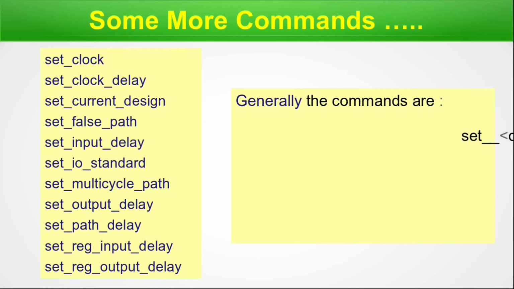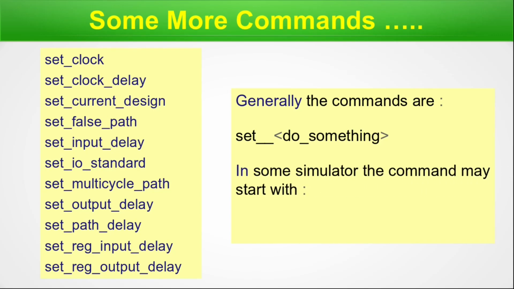Generally, the commands are set underscore then do something. If you look at the left side list, these are all like that. But in some other simulators, the commands may start with define, then underscore, then do something. So instead of set, it could be define. It may vary from one simulator to another, but the purpose remains the same. If you are encountering a different simulator, not only the name, the arguments may be a bit different. So be careful and consult the manual every time. We are done with this particular slide.